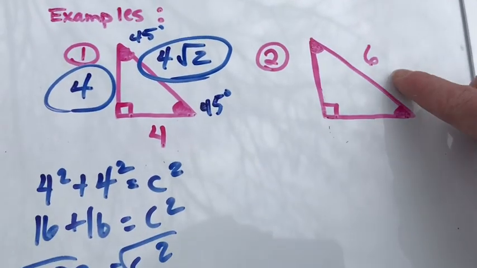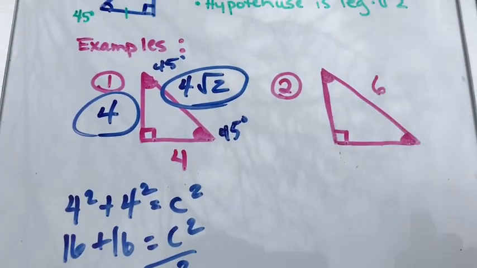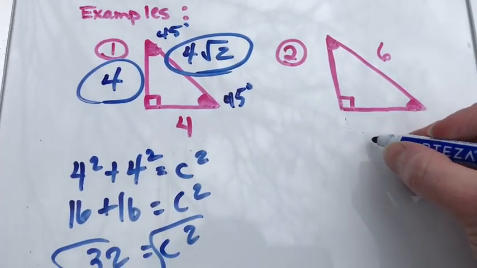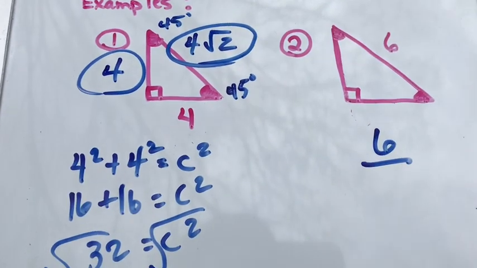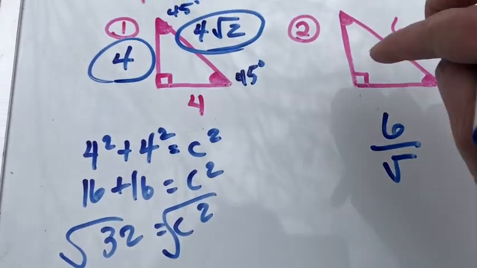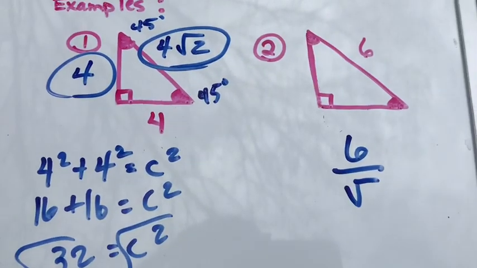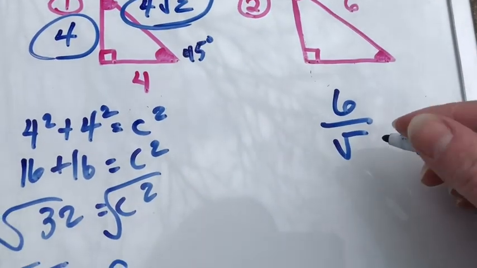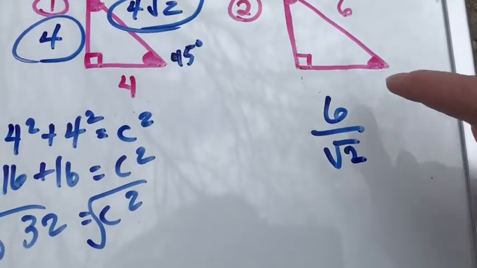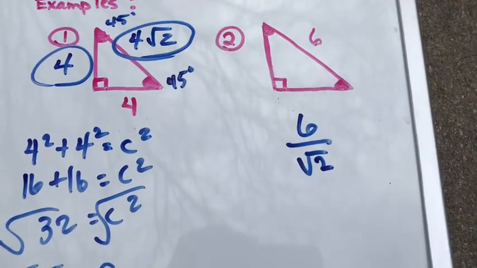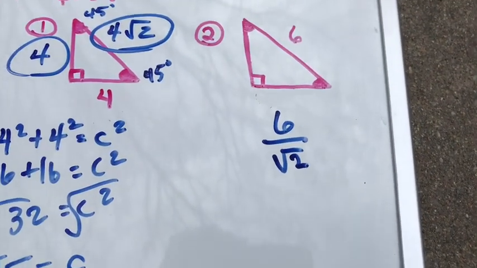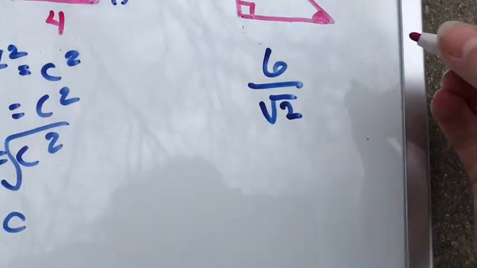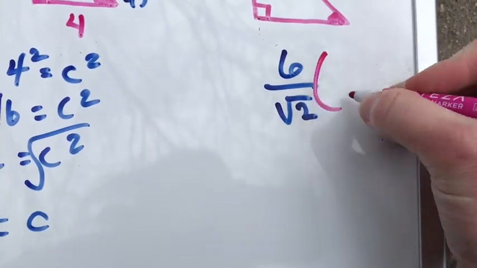bit more work. Okay, so the 6 has already been multiplied by radical 2, so we need to undo multiplying by radical 2. So we're actually going to divide by radical 2 to find the legs, because the opposite of multiplying is dividing. So we're going to divide by radical 2. Okay, so these legs actually would be 6 divided by radical 2. But remember, you can't have a radical in the denominator, because that is illegal, and we don't want to do anything illegal. So we're going to multiply the top and the bottom by radical 2.